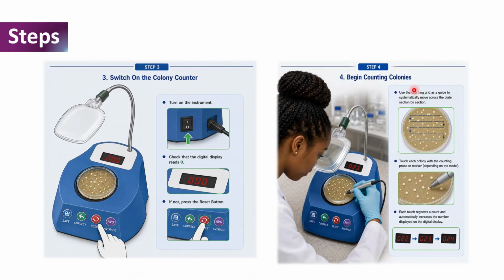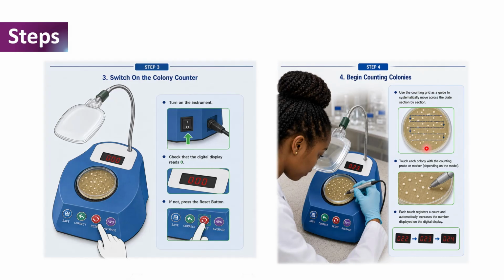And once this is done, we begin counting our bacterial colonies on the agar plate. And before we do this, we have to use the counting grid of the colony counter as a guide to systematically move across the plate section by section. So from this picture over here, this is the first section of our agar plate, the second section, third, fourth, fifth, and sixth, whenever we use the counting grid as a guide.